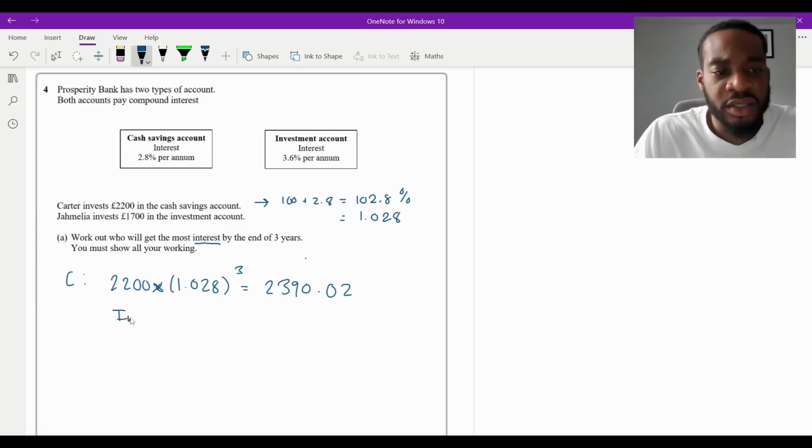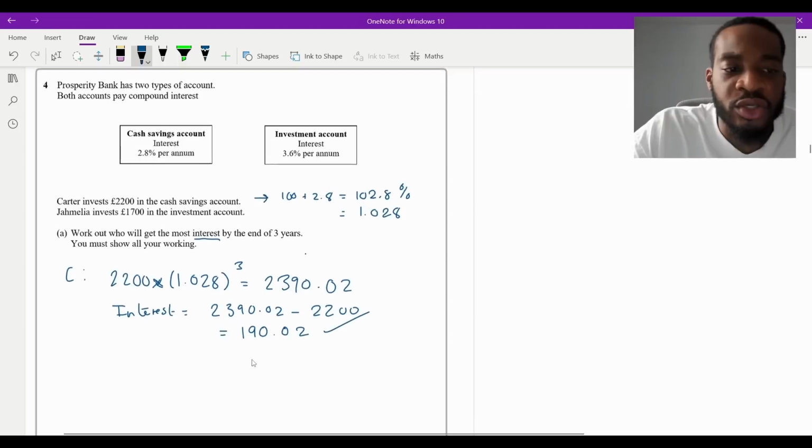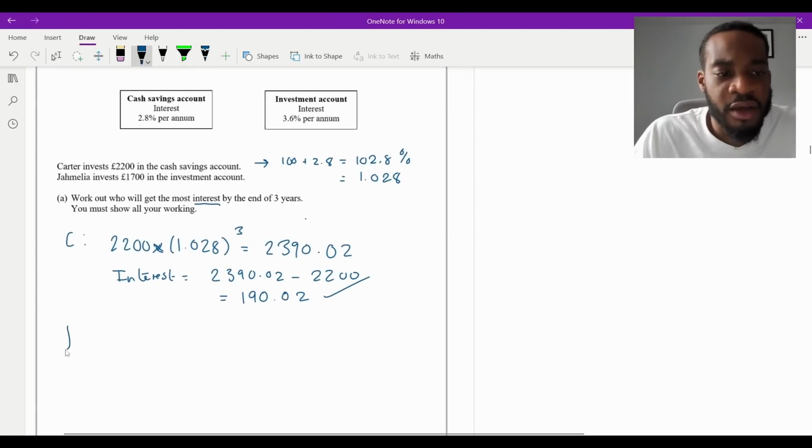Okay, now this is the amount he has. So his interest is going to be that number, take away the initial amount, right? Which is just going to be 190.02, like that. So that's how much interest Carter gets. So now what we need to do is do it for Jamelia. Now, Jamelia starts with 1,700.